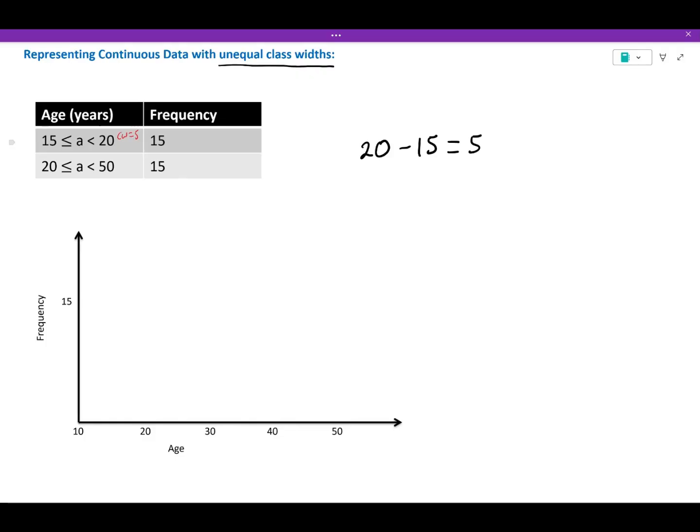And if we look at our bottom class, 20 to 50, the difference between 20 and 50 would be 30. So our class width this time would be equal to 30 instead.